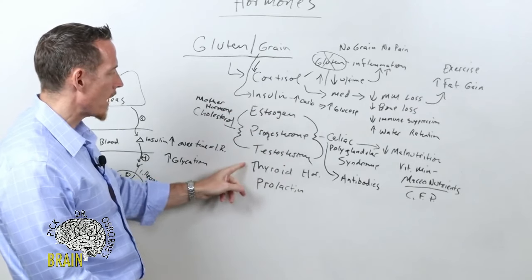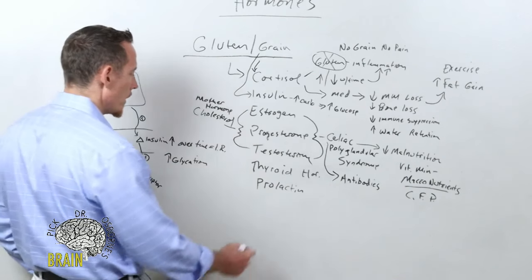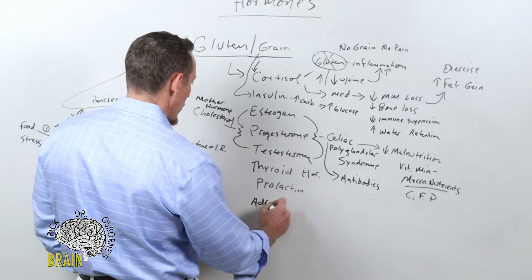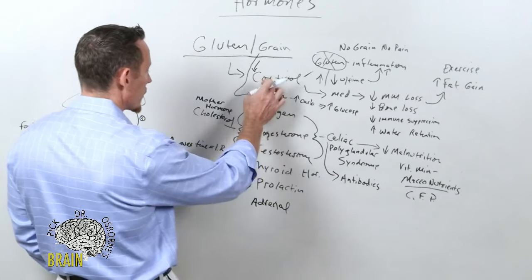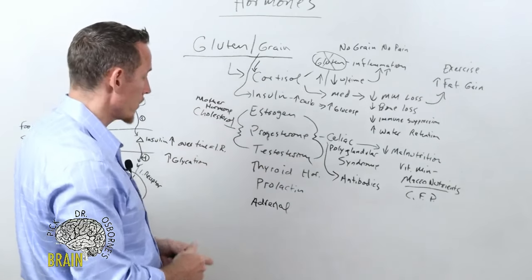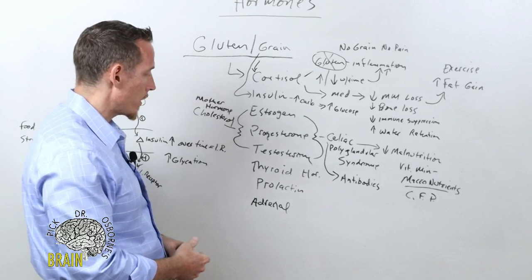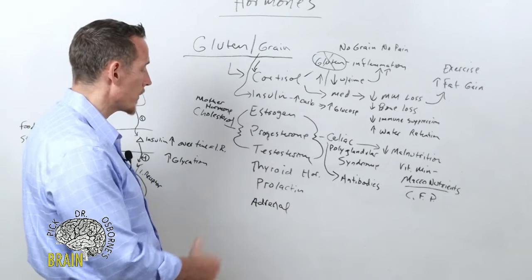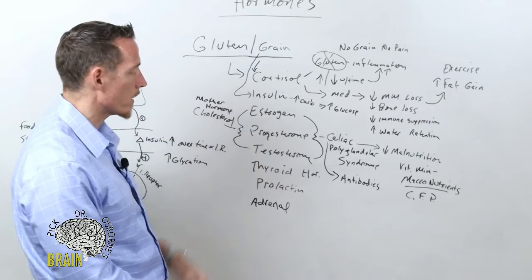We can include thyroid in that. We could also include prolactin in that. We can also include the adrenal glands. And the adrenal glands produce cortisol, but they don't just produce cortisol. The adrenal glands produce adrenaline and noradrenaline, and they produce the mineral corticoids and aldosterone. So the adrenal gland is responsible for producing a number of different hormones. And actually, the adrenal glands also produce some estrogen, progesterone, and testosterone.